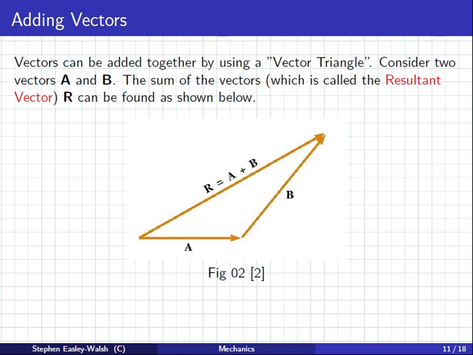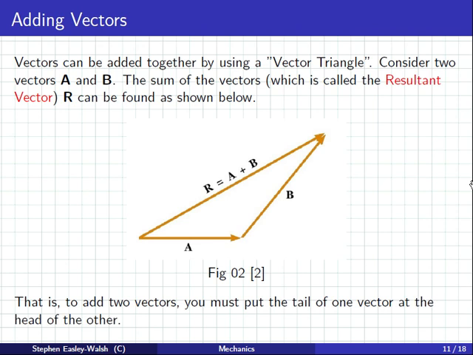Okay, did we draw that? Yeah, we have that? Did you draw that? Yeah. Continue? So, to add two vectors, you must put the tail of one vector onto the head of the other.